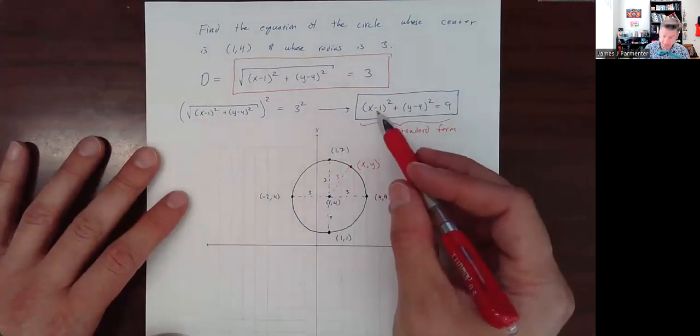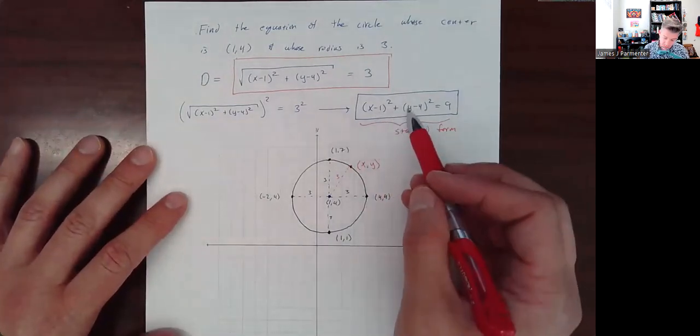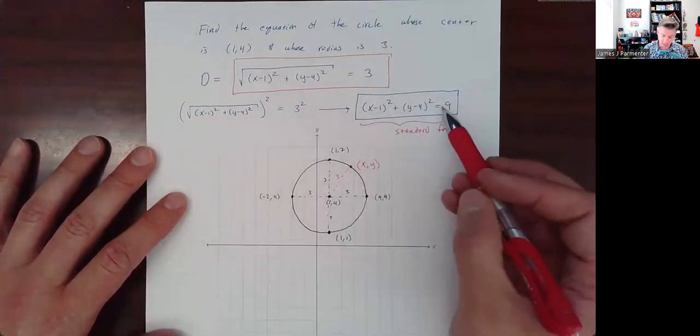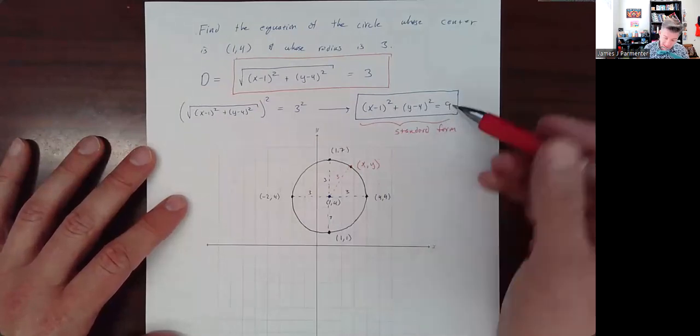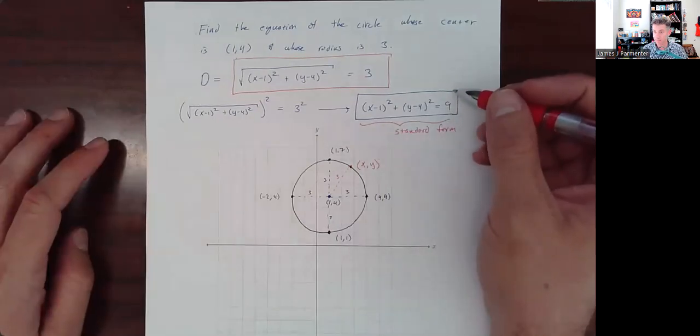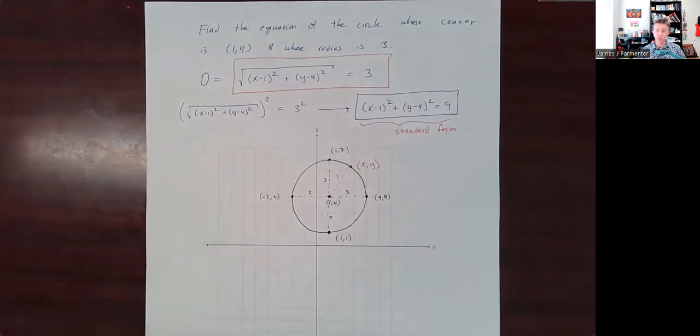It's always x minus the x coordinate of the center squared plus y minus the y coordinate of the center squared equal to the radius squared. You don't want to write that as 3 squared. You want to simplify it as 9. Let's look at a more general case.